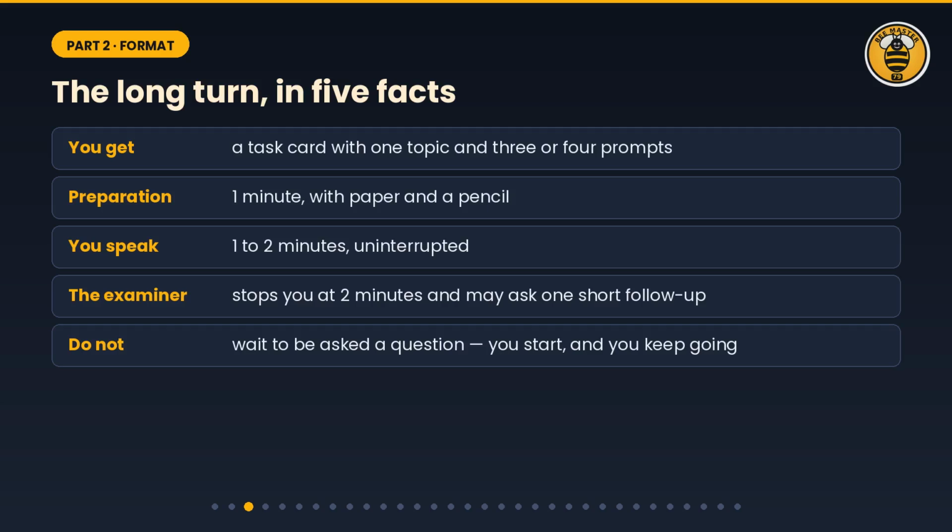Part 2 is the only part of the test where you speak alone. You are handed a card, you get 1 minute with paper and a pencil, and then you talk for between 1 and 2 minutes. Nobody prompts you. The examiner will stop you at 2 minutes, so aim to be still speaking when that happens.